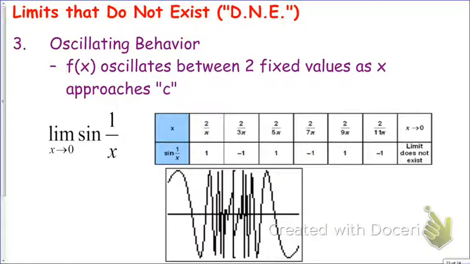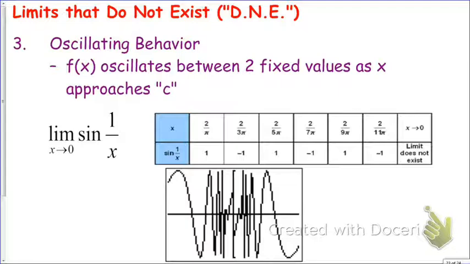Our last example of a function in which its limit does not exist is if the function oscillates. The function f of x oscillates between 2 fixed values as x approaches c. Here is an example. Find the limit as x approaches 0 of sine of 1 over x.